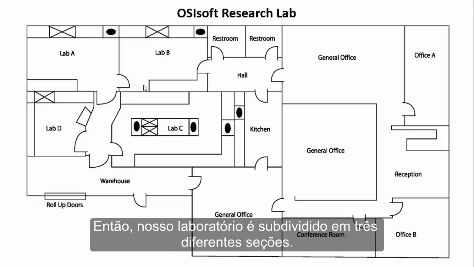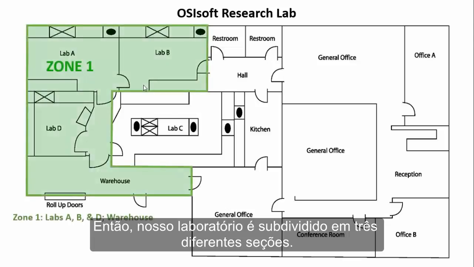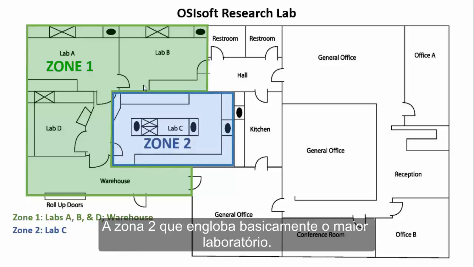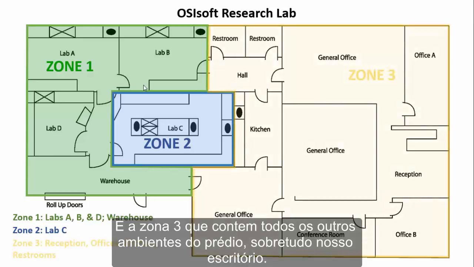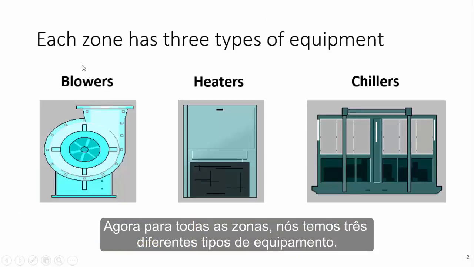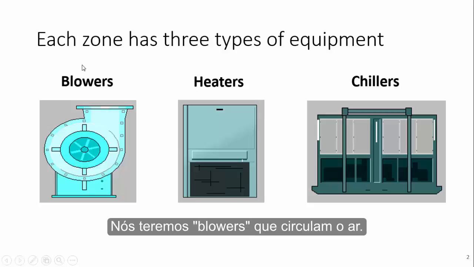So our lab is actually subdivided into 3 different sections. We have Zone 1, which is comprised of the 3 small labs in the warehouse, Zone 2, which simply encompasses the largest lab, and Zone 3, which contains all the other rooms in the building, mostly our office space. Now within each zone, we have 3 different types of equipment. We're going to have blowers to move the air, heaters to warm it, and chillers to cool it.